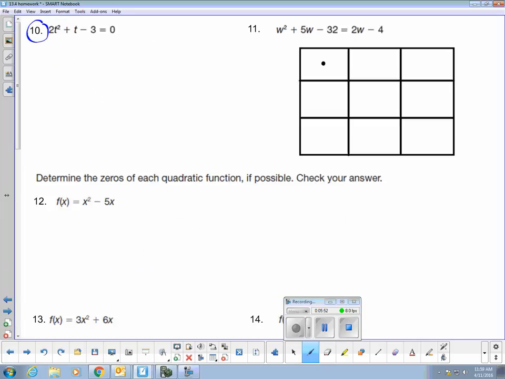To solve number 10, I'm going to use my multiplication table to factor 2t squared plus t minus 3.